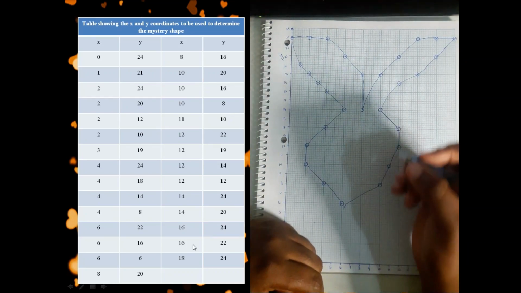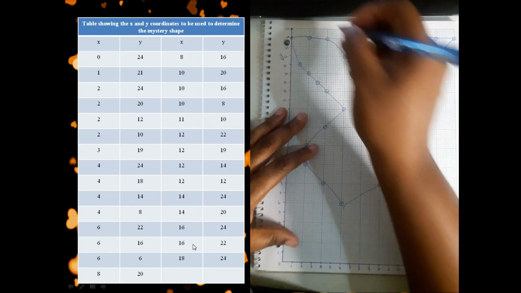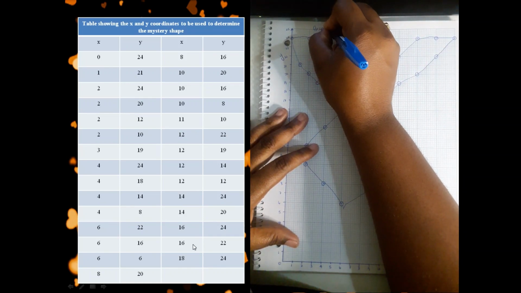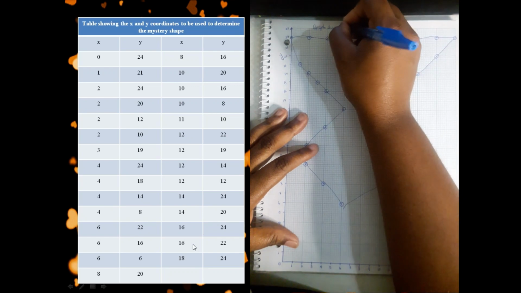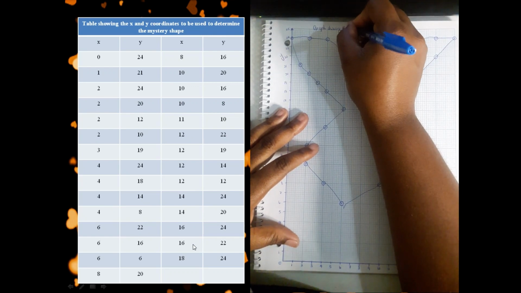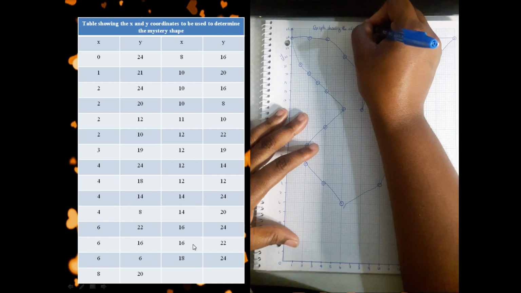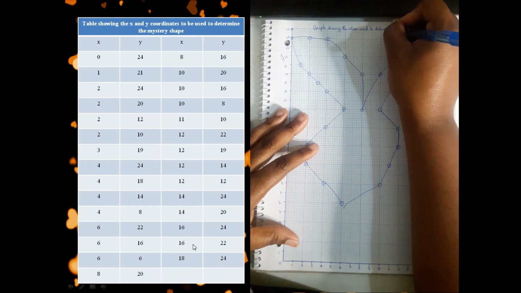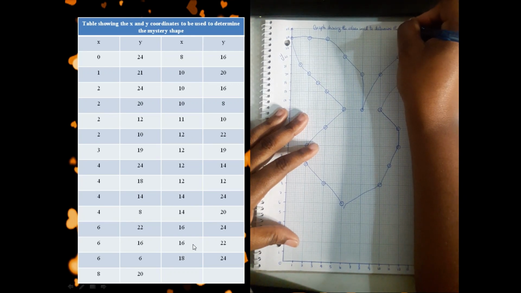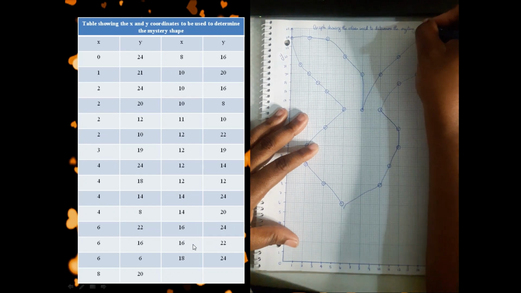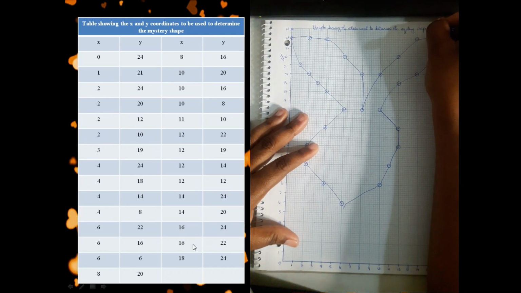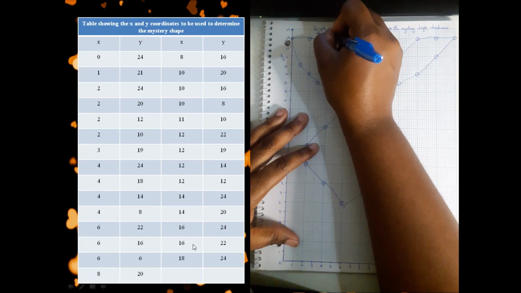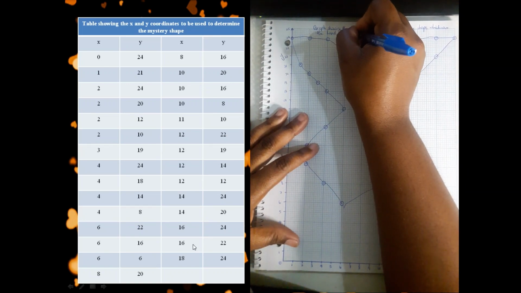It's a rabbit. So we're gonna write the graph title. Graph showing the values used to determine the mystery shape, which was the head of a bunny.